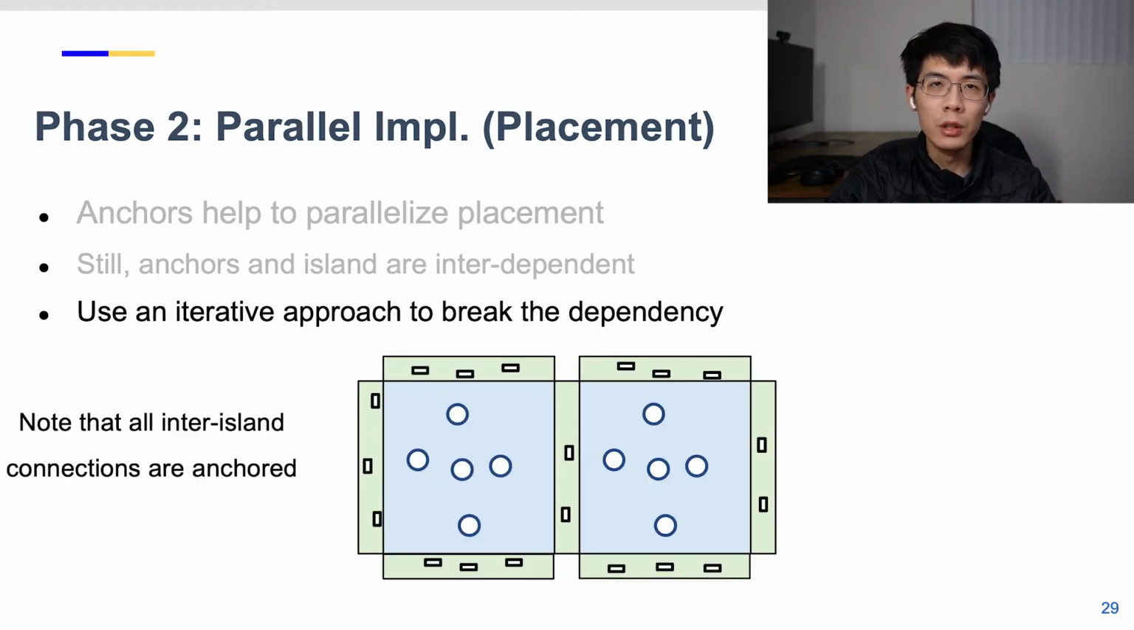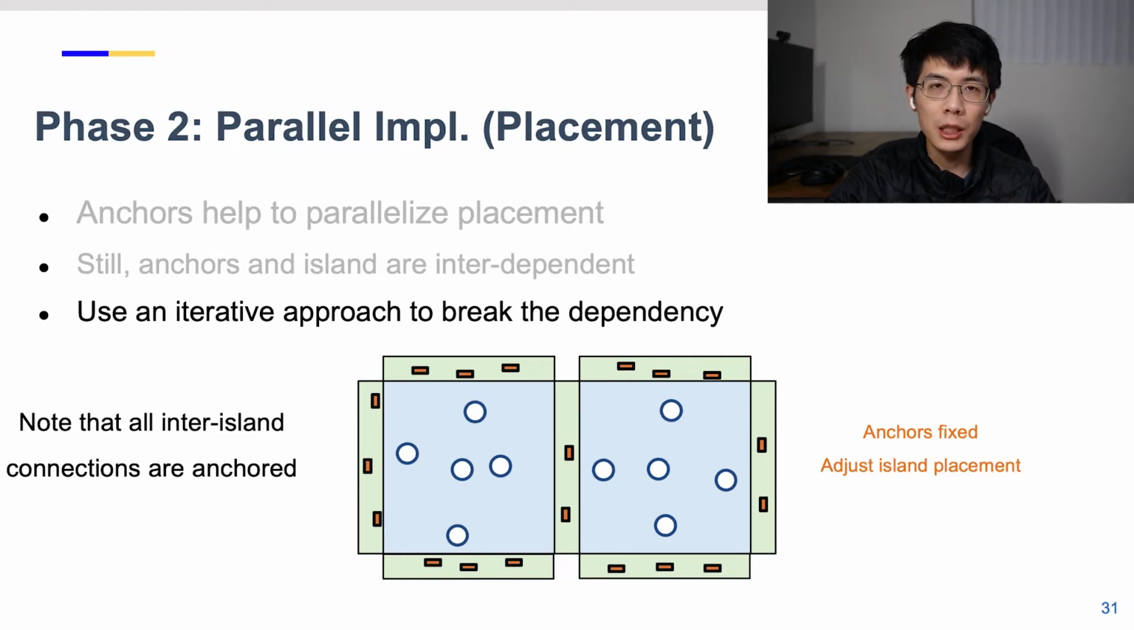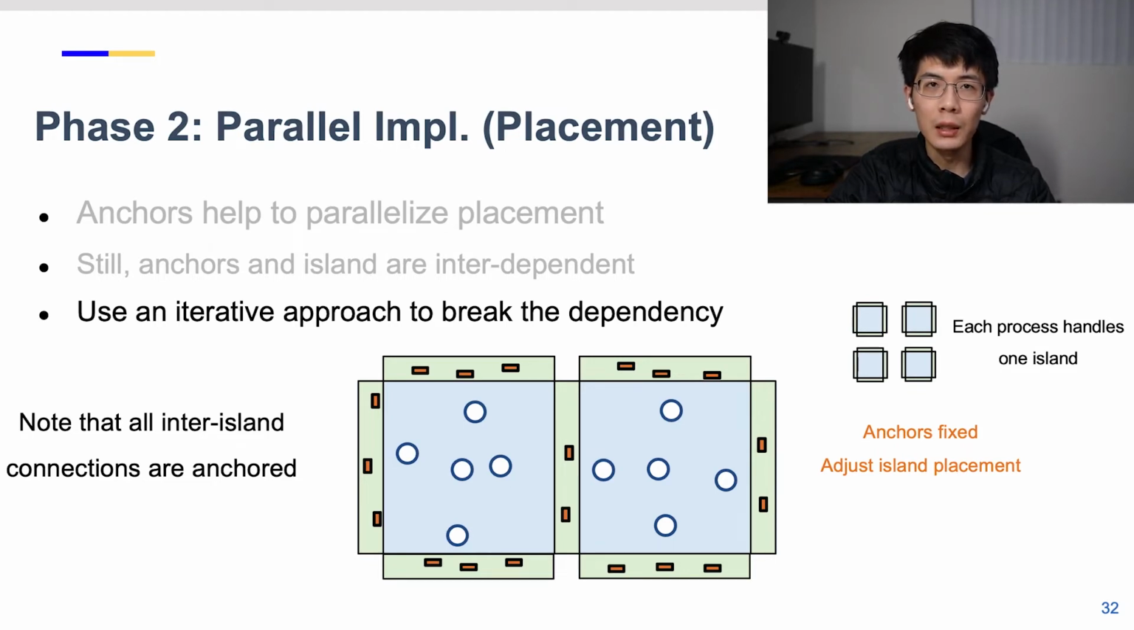In one iteration, we lock the locations of all anchors and adjust the placement of islands. In this step, each placer process optimizes one island based on the surrounding anchors.